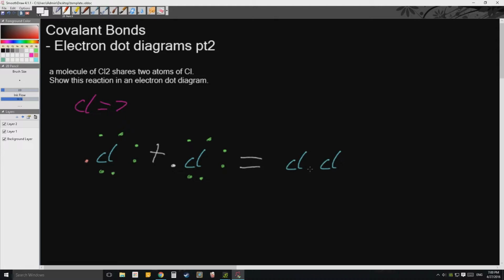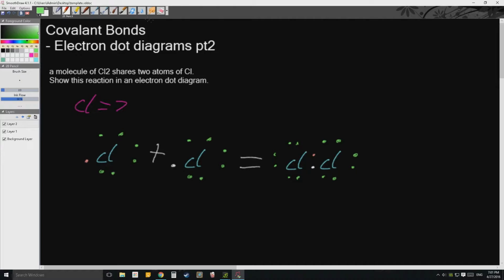And so when they share electrons, the white one will go down here and the red one will be up here, and then all their other electrons will remain the same in this case, but these 2 will be shared among the 2 atoms, therefore creating Cl2.